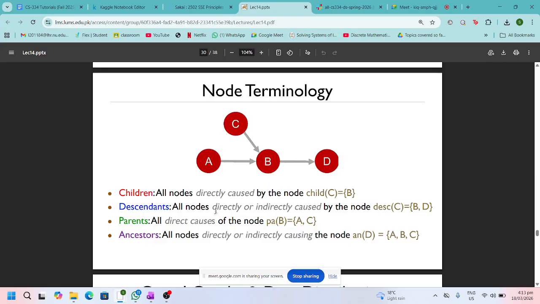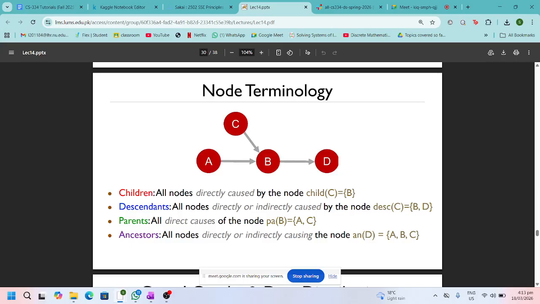And then you have parents. Parents are direct causes of a given node. So B के parent set के अंदर you only have A and C. D के parent set के अंदर you only have B because B is the only immediate cause of the node D. Then you have ancestors.